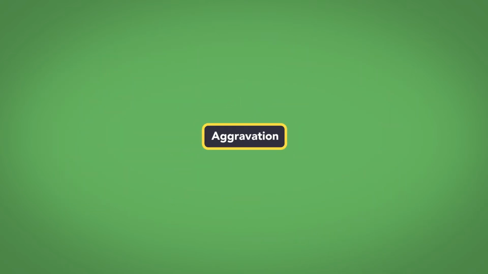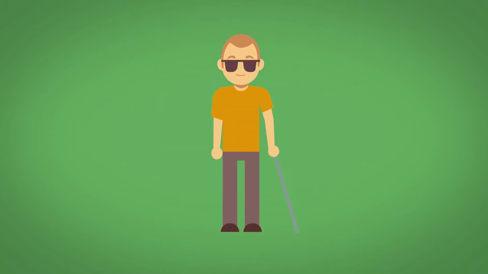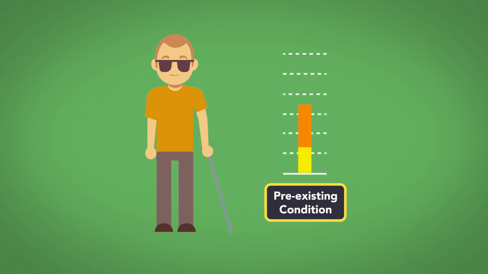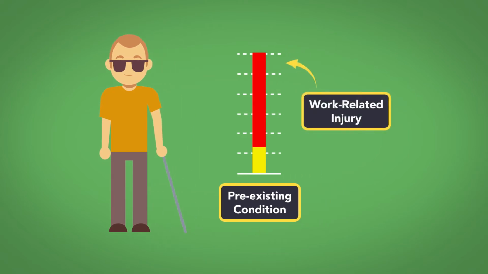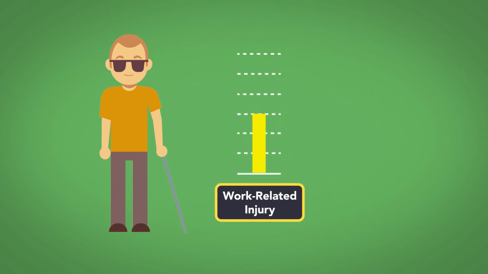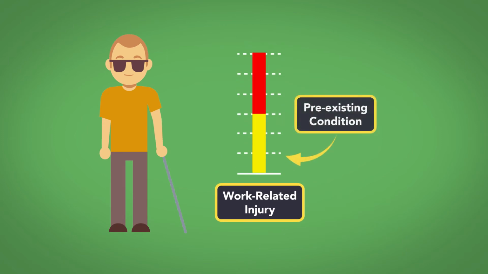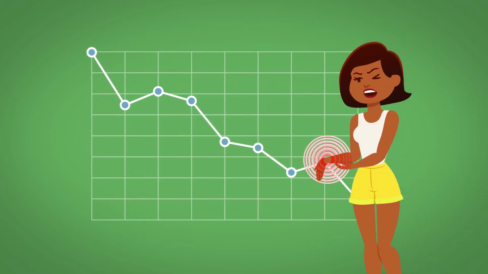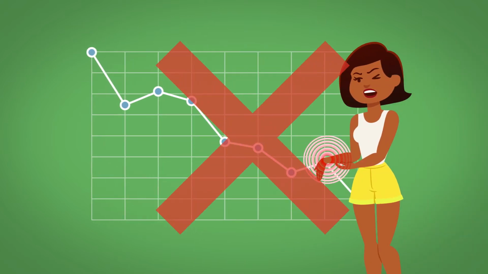Aggravation is more than merely the coincidence or stacking of a pre-existing condition and a subsequent work-related injury. Instead, the worker must demonstrate that either the pre-existing condition was made worse by the subsequent work-related injury, or that the work-related injury was made worse than it otherwise would have been due to the pre-existing condition. The natural deterioration or progress of a pre-existing condition is insufficient.